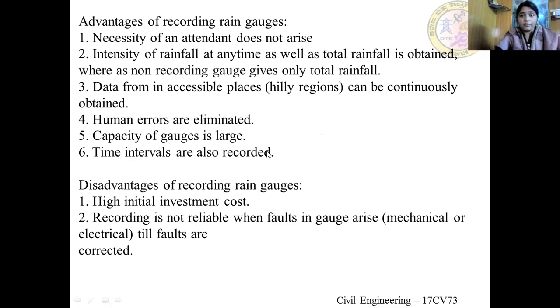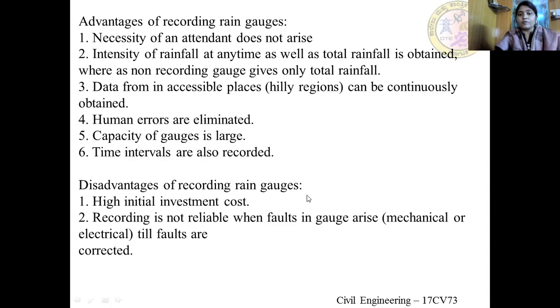Then, given the capacity of the gauges is large, that is in case of recording rain gauge, so no need to worry. Then the time interval also is recorded here. At what time, the storm duration, the intensity, everything can be determined.